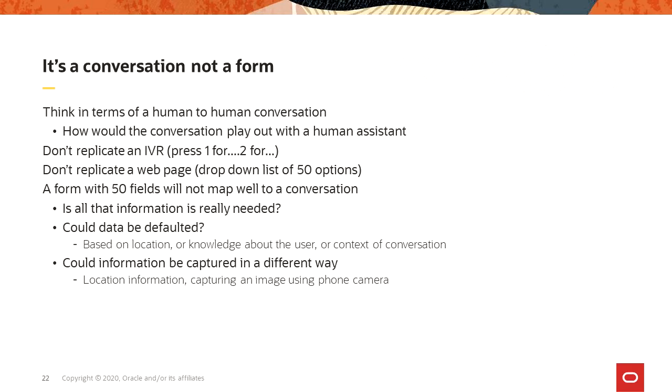So the bottom line is don't be harnessed or constrained by thinking of a web app. Think about if you had a smart assistant sitting next to you who ordered pizza or tracked your parcel or did your expenses. What would you do? How would that conversation play out with them rather than doing it through a web app?